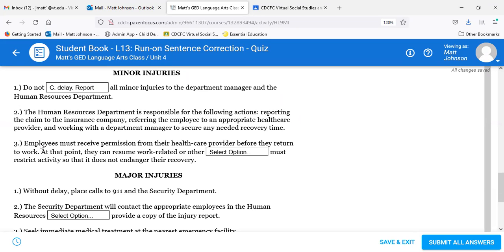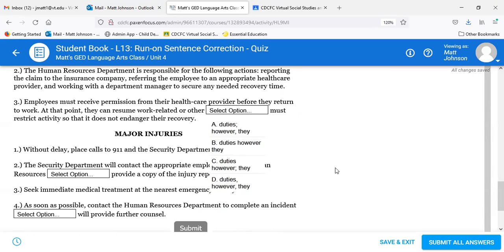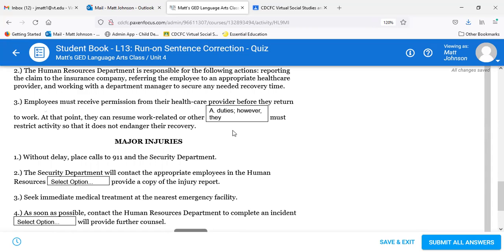Employees must receive permission from their healthcare provider before they return to work. At that point, they can resume work-related or other duties. Tracy, what do we want to do here? B. So in this case, we have a complete idea that we're starting with.